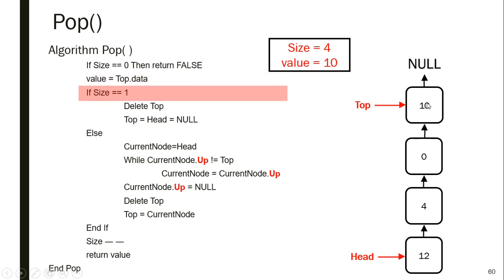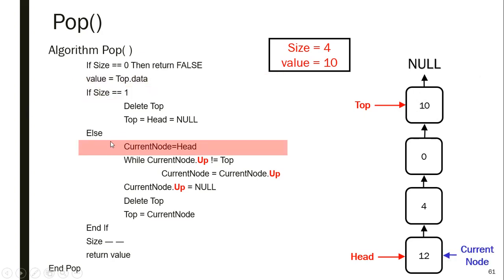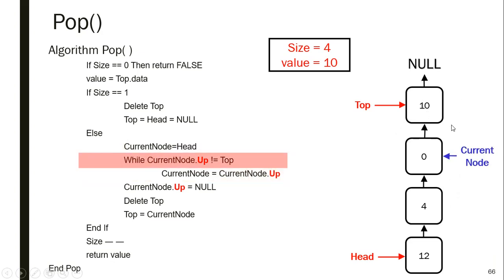If size is equal to 1, no, size is not equal to 1, so it goes towards this else portion. So current node will point to head. While current node.up is not equal to top, you will move up. So the current node will move upward until its up is top; when current node.up is equal to top, it will stop.